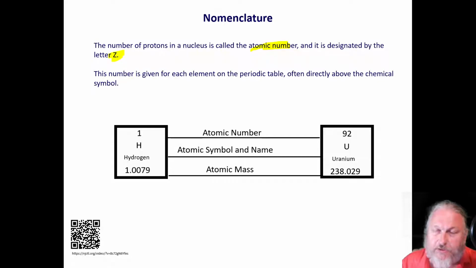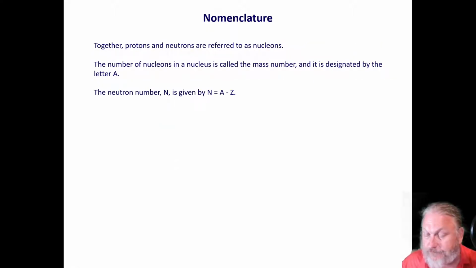Now, this symbol is given for each element on the periodic table, often directly above the chemical symbol, right? So that's going to be the Z number, or the atomic number. All right, if you can see, these are the symbol for the element, for the atom. These are the atomic mass numbers. We'll talk about these later.